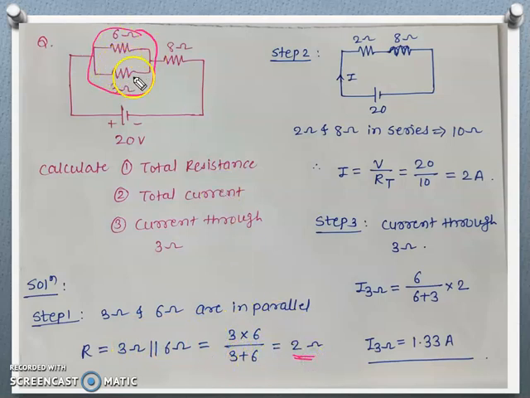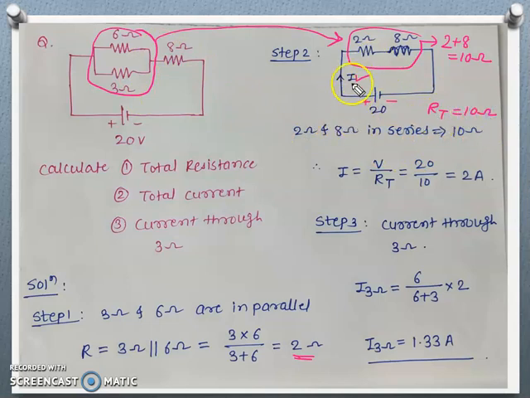And now let's redraw this circuit. 2 ohm is the equivalent of this 6 ohm and 3 ohm connected in parallel. So now this 2 ohm and 8 ohm are connected in series. So the equivalent of this will be 2 plus 8 equals 10 ohm. And this is the total resistance of this circuit. R total is nothing but 10 ohm.